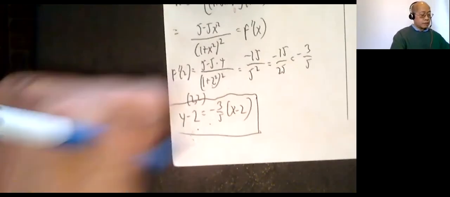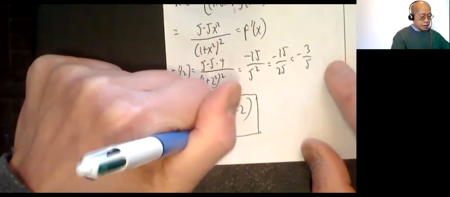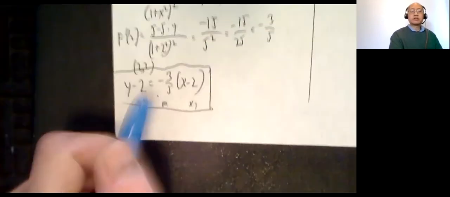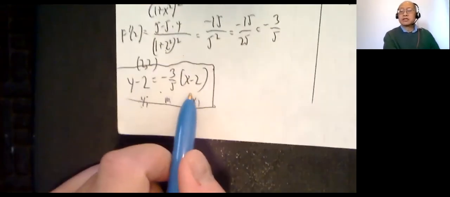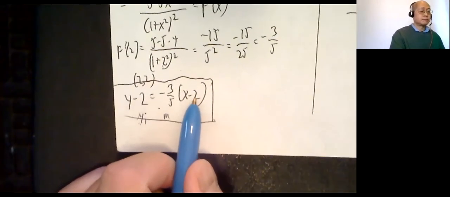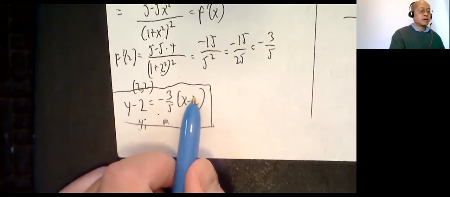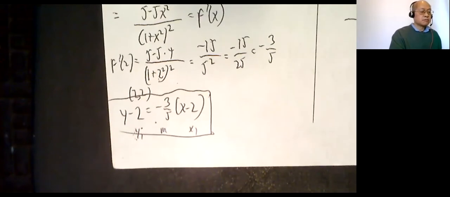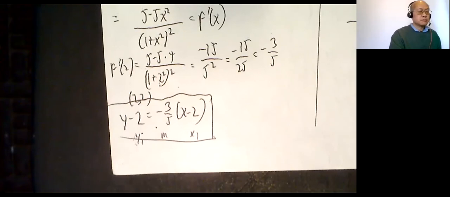So y minus y1 equals m times (x minus x1). y minus 2 equals negative 3/5 times (x minus 2). Stop, that's it. Okay.